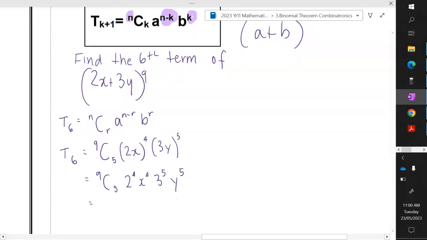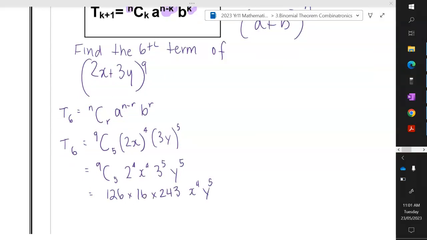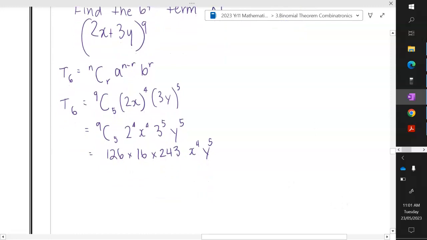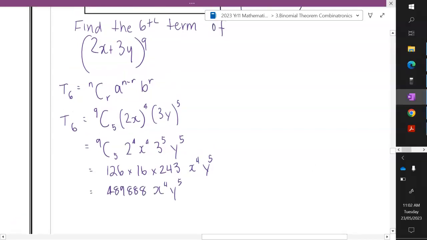Now we need to put that in our calculator. 9 choose 5 is 126, 2 to the 4 is 16, and 3 to the 5 is 243. The x^4 and the y^5 I've just put on the end there. Let's neaten that up, and we're going to have x^4 y^5 on the end. That would be our 6th term in that expansion, which is a really enormous number.